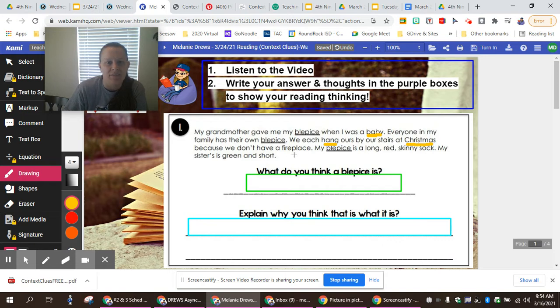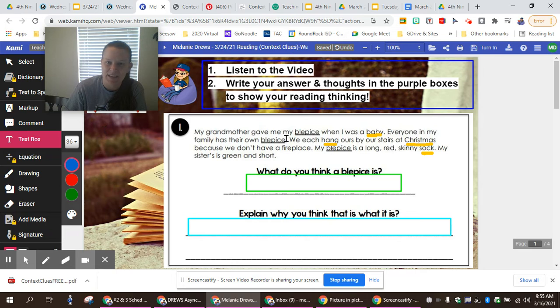Because we don't have a fireplace, my blebice is a long, red, shiny sock. Oh, ding, ding, ding! There's a big old clue right there. It's a sock. My sister's is green and short. So I'm thinking, looking at all those clues, and I'm going to go to my text box. I'm thinking of when I'm a baby, I hang it at Christmas, and it's a sock.